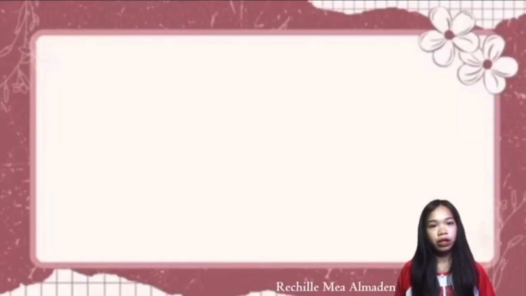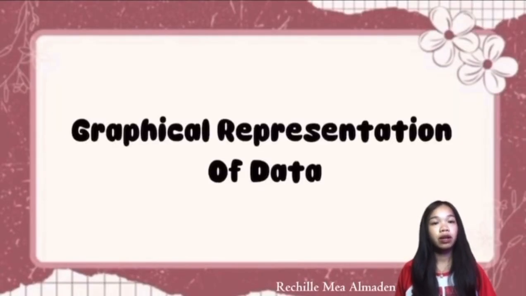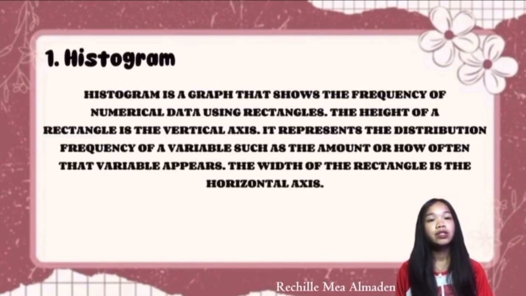So good day everyone. So now let's talk about the graphical representation of data. So first is histogram. A histogram is a kind of bar graph. It displays frequency and class intervals using vertical bars. So a histogram is a graph that shows data distribution using bars.